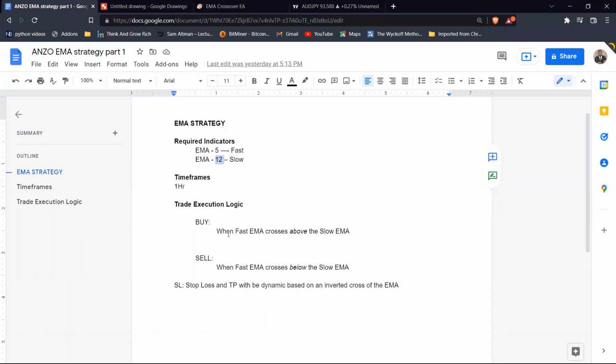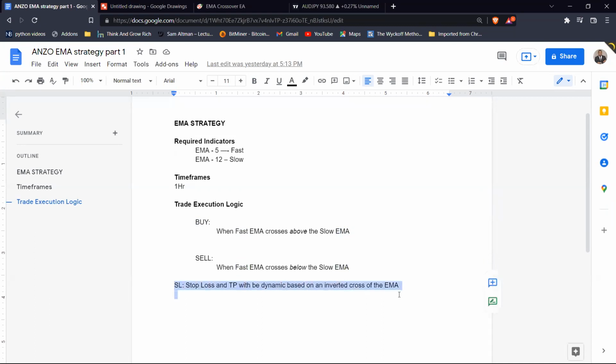Now, in order to execute a trade, we're going to be looking for a buy. We're going to be looking to buy when the fast EMA crosses above the slow EMA, and we'll be looking to sell when the fast EMA crosses below the slow EMA.